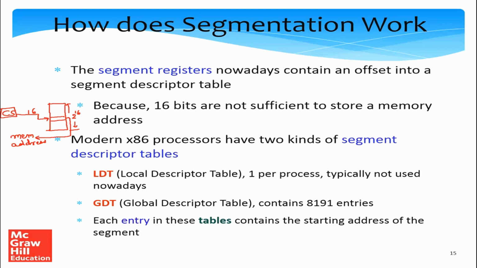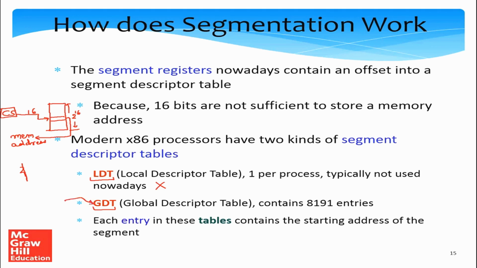So Intel processors have 2 kinds of segment descriptor tables. There is something called an LDT, a local descriptor table, and a GDT, a global descriptor table. The LDT is actually meant to be one per process. What is a process? A process is a running instance of a program. This is typically not used nowadays. If it's not used, we'll not discuss it. The GDT is the global descriptor table, so the GDT is what we will discuss.